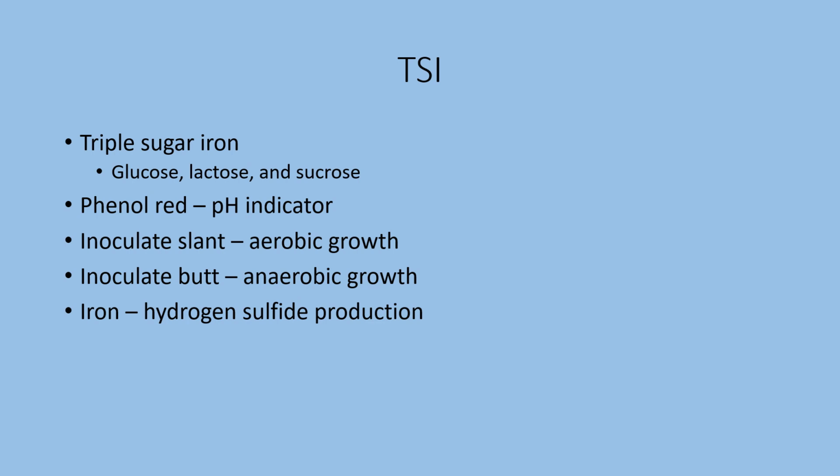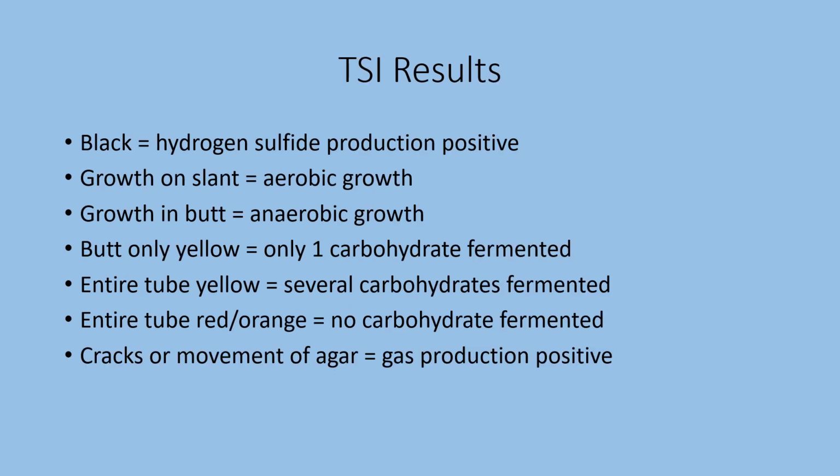What you're looking for here is on the slant, obviously it's exposed to atmospheric air, so any growth there is going to be aerobic. The butt, when you inoculate that, if something grows in there, that is a more anaerobic environment, so that's what you're actually looking for, is anaerobic growth. There is also iron added to this media, and the end result, you're going to be looking for hydrogen sulfide production. So there's a lot to interpret from this one tube.